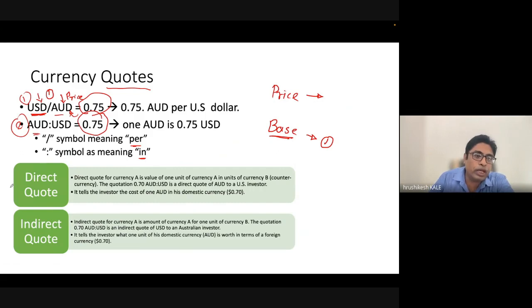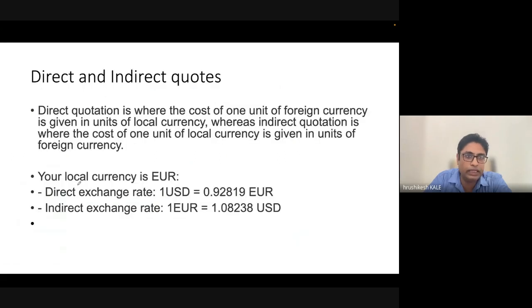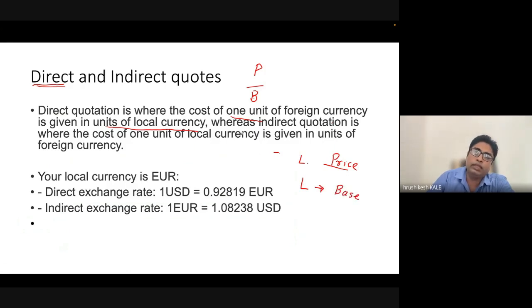price currency. Now, there are two types of quotes also, direct quote and indirect quote. Now, let us see what direct quote is and indirect quote is in the next slide. Okay. Now, we know price currency, we know base currency. Now, direct quote is quote of 1 unit of foreign currency given in units of local currency. That means if your local currency is a price currency, then that is called direct quote. And if your local currency is a base currency, then that is called indirect.